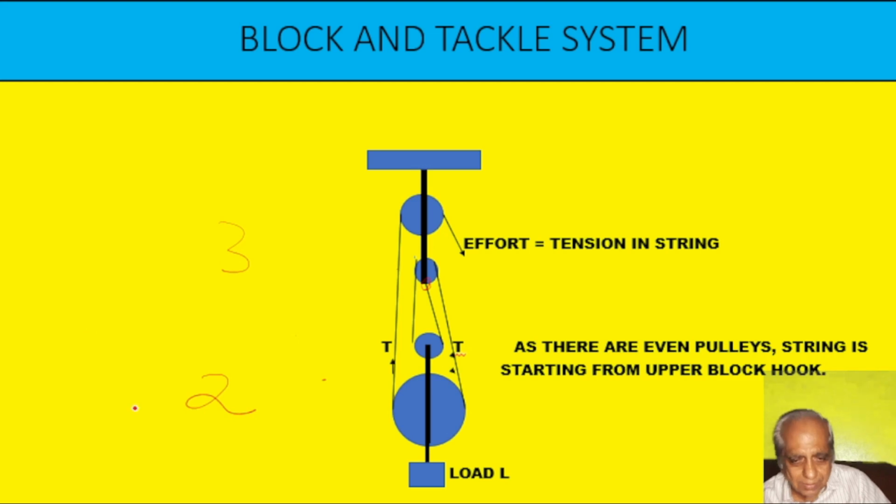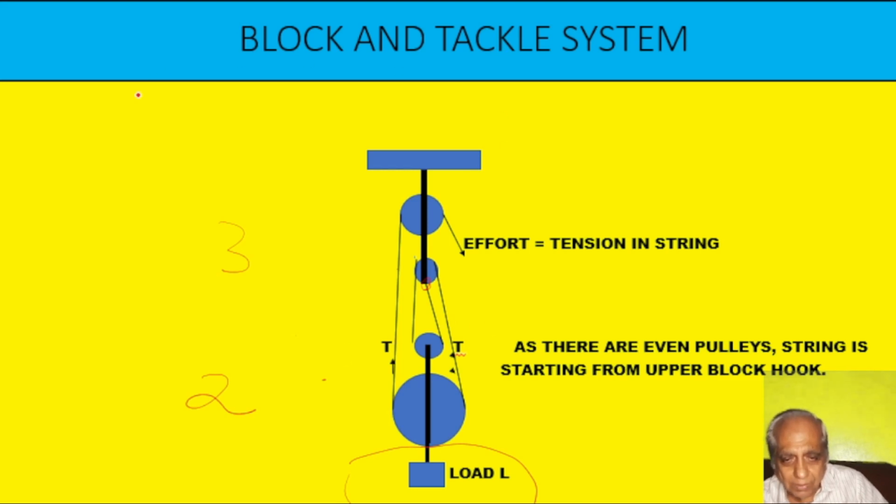Now this case is quite easy. This is the load L. Load L is now supported by 1, 2, 3, 4 strings. Here I am applying the effort. So in this case there is only one rope or one string passing through. In the previous case, the combination of pulleys, the number of strings was equal to the number of movable pulleys. But in this case, there is only one string. So tension in the full string would remain the same, which has been indicated by T. So in any strand, any portion of the string, the tension would be the same, equal to T.